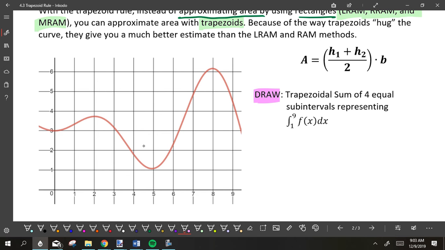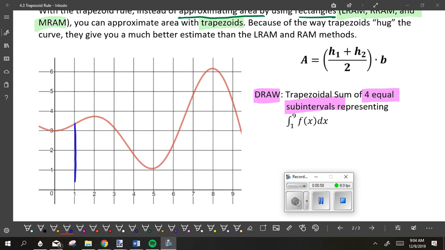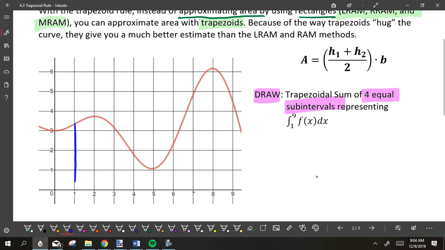Okay, so we're going to draw a trapezoidal sum of 4 equal subintervals representing the area under the curve from 1 to 9. So we are going from 1 to 9. We're doing 4 equal subintervals. So how far apart is each one going to be? 2, because I'm really spanning 8, right? Because I'm going from 1 to 9. I'm spanning 8. I'm spreading them up into 4 subintervals.